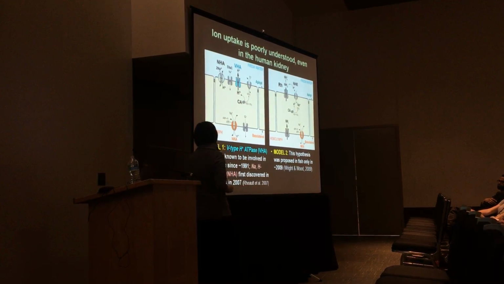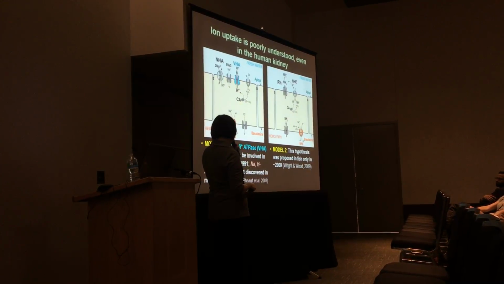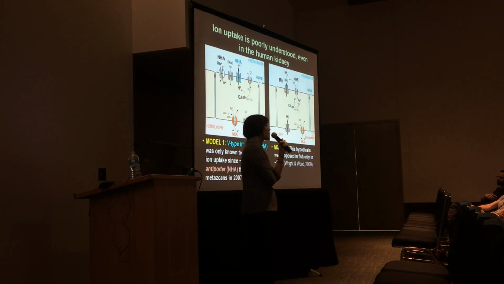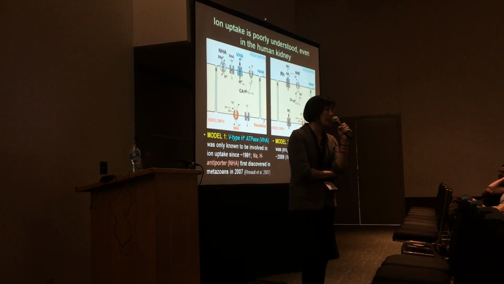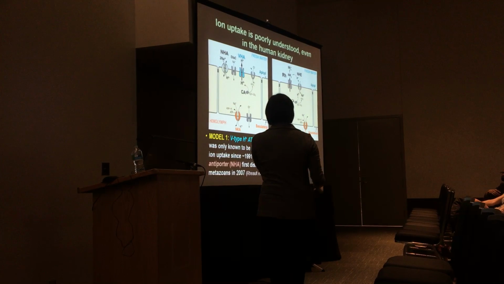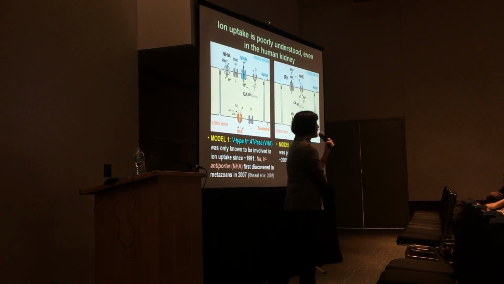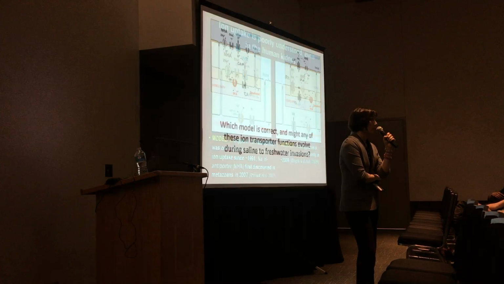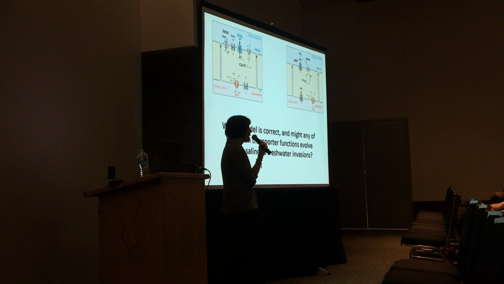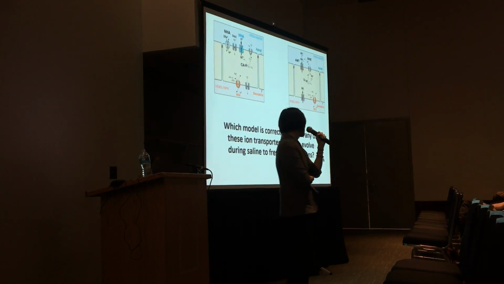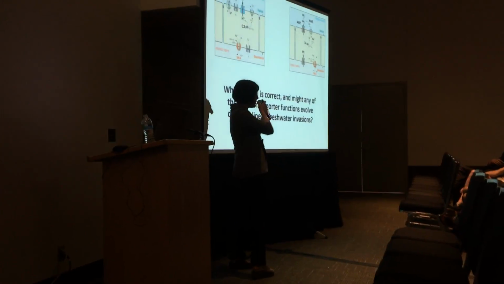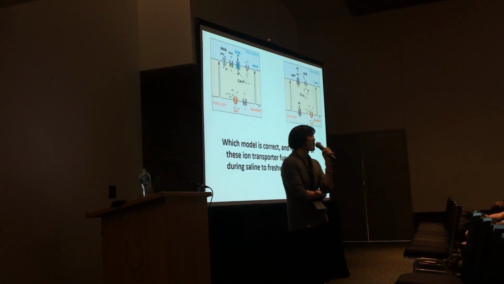The proton pump B-type ATPase was only known to be involved in ion uptake since 1991, and the sodium hydrogen antiporter was only first discovered in metazoans in the mosquito larvae Anopheles gambiae in 2007. So this is pretty recent. This model was developed in 2009 in fish gills. So the question then is, which model might be correct, or which model might predominate under different conditions, and might any of these ion transporters' functions evolve during saline to freshwater invasions?